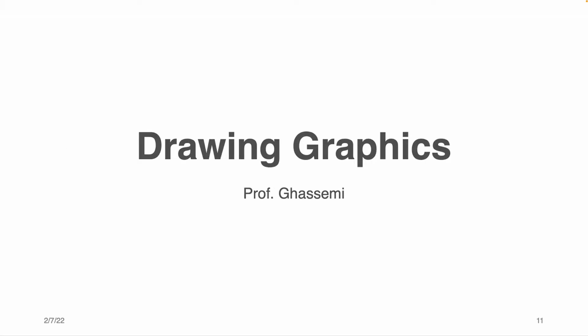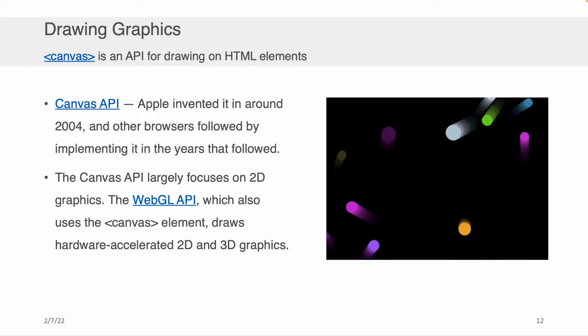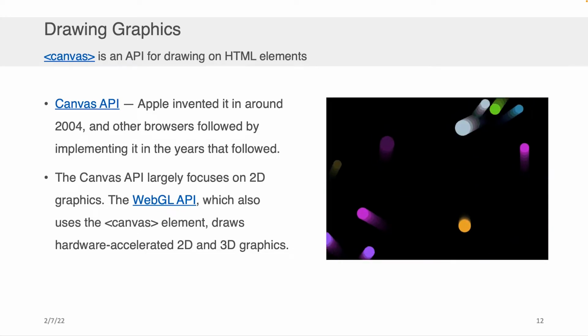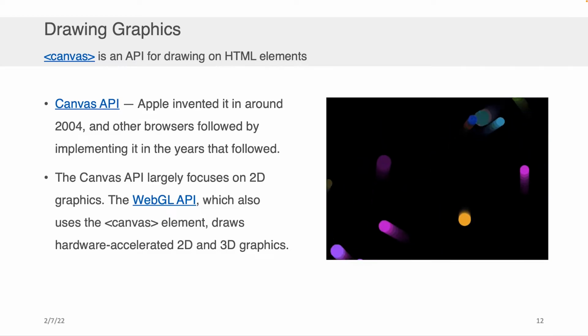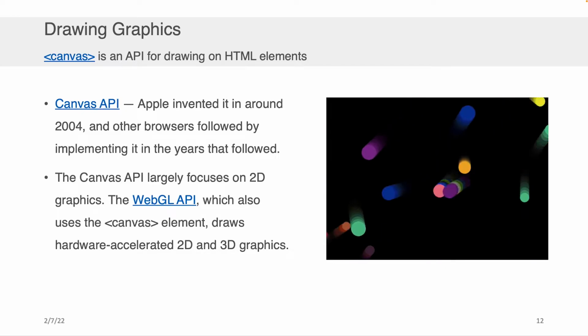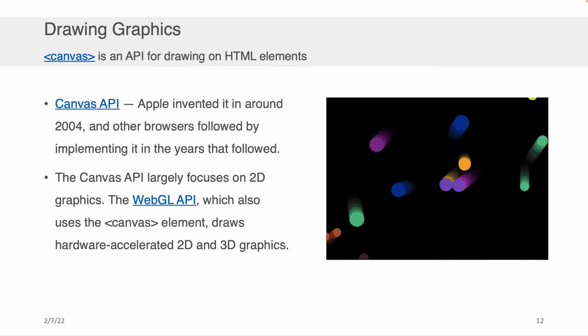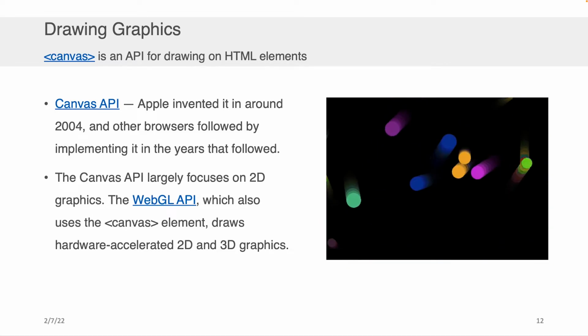So moving on to the next component of our lecture, I'd like to speak just very briefly about how you draw graphics using JavaScript. And effectively, drawing graphics in JavaScript is all about the use of the Canvas API. The Canvas API was invented by Apple in around 2004, and all other browsers followed by implementing it over the years subsequently.